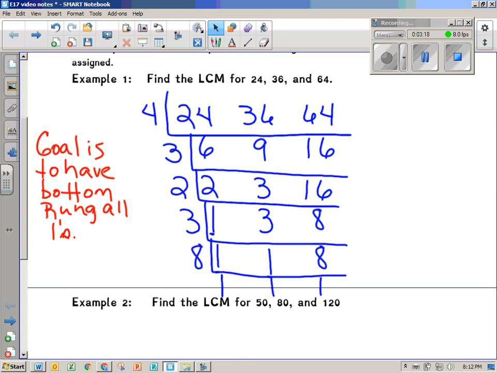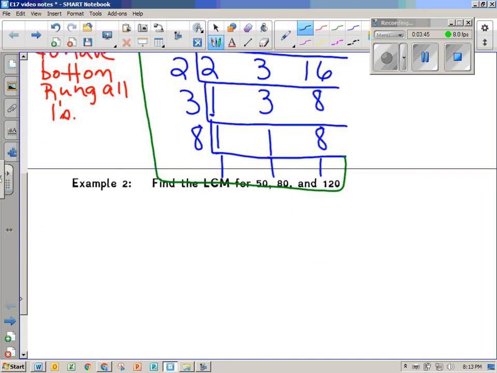Now you're still going to multiply the L shape to get your LCM. But the bottom rung is all 1s. And multiplying by 1 doesn't affect your result. So really, you're just multiplying the numbers on the left side of the L. So I'm going to have to scroll down just a little bit more and go over this other example just a minute.